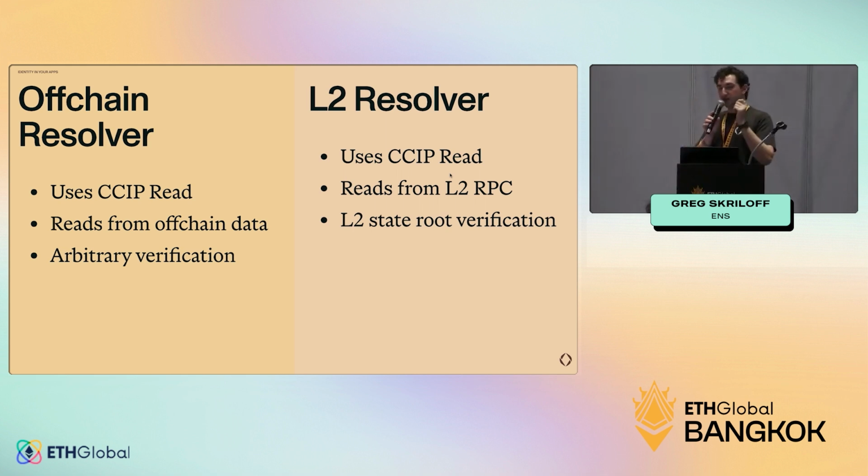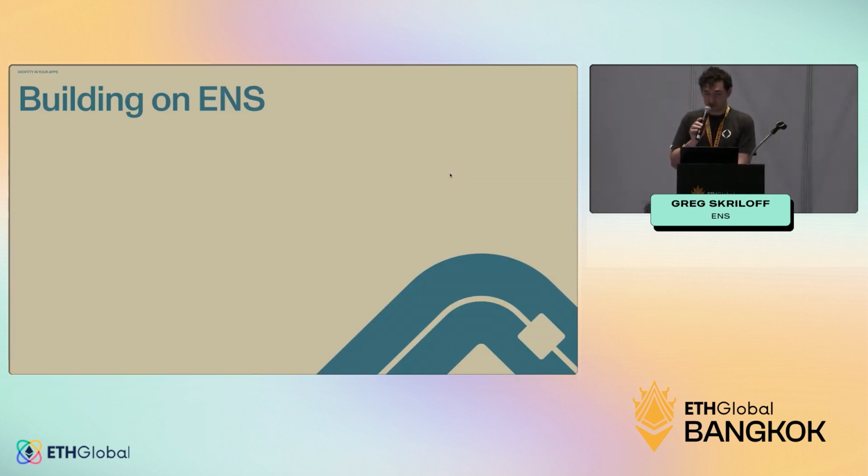And then that verification logic, that last step, is really the difference. The left has arbitrary verification, so you're just trusting the operator of the gateway, whereas on the right-hand side, you're actually verifying the state root of the layer 2 itself, again, to have trustless L2 subnames on an ENS name, because it is significantly cheaper than on-chain, than like L1 records.